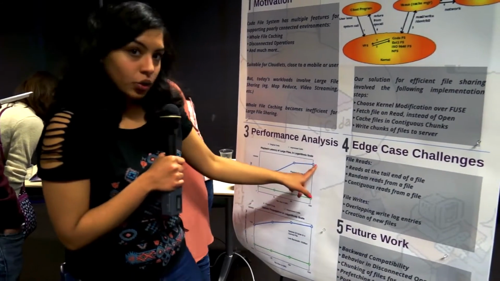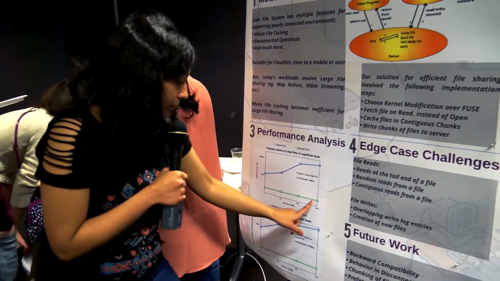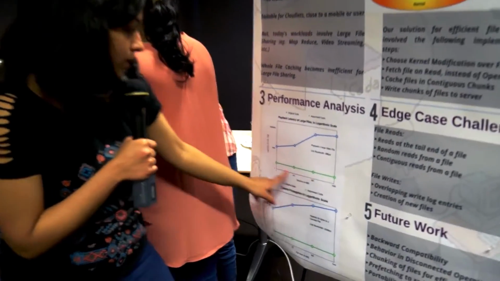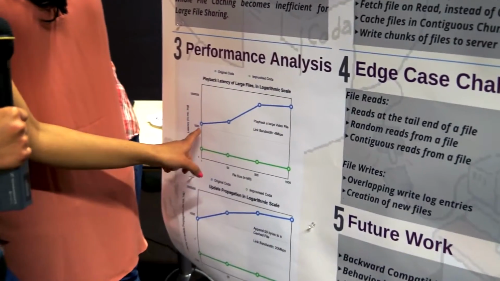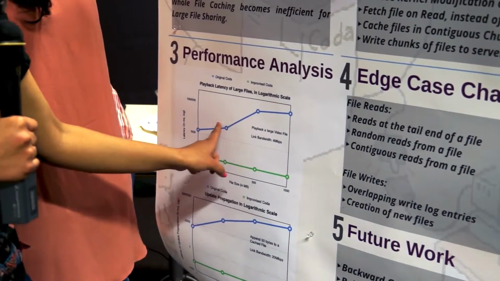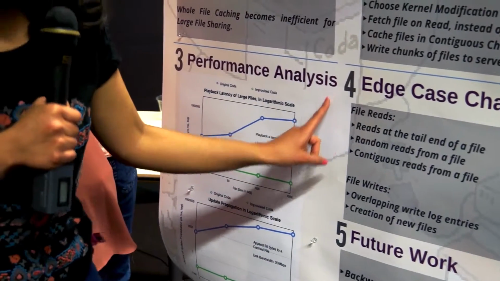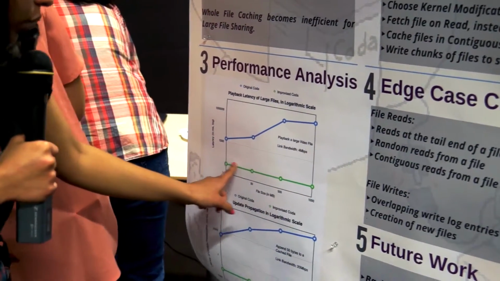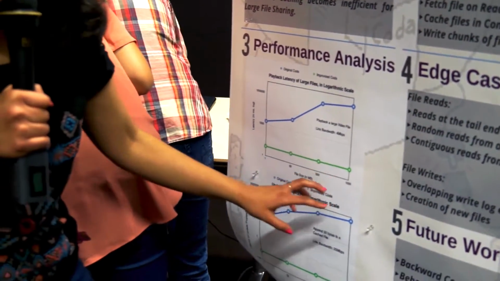This is the original Coda and this is our Coda. We have a graph of file size versus how much time it takes. The original Coda would take proportionately long time to start watching a video, whereas our Coda will start playing the video as soon as the first chunk is fetched.